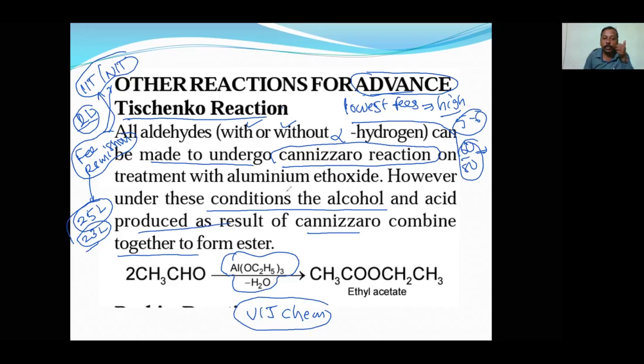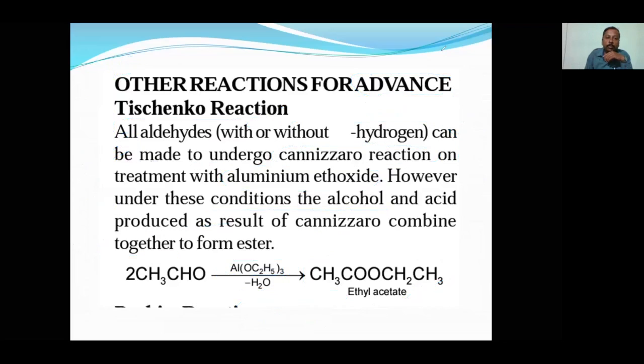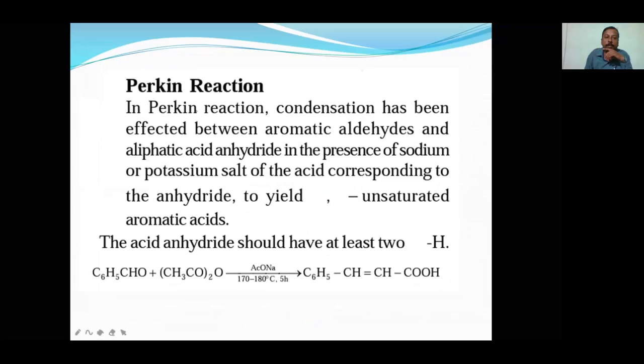They will give you the ester. The Tishchenko reaction is the formation of ester. Formation of what? Ester. The only difference is that there we used concentrated alkali, and here we are using aluminum ethoxide. So that is the Tishchenko reaction. Now I think it is clear to all of you. Now let's move on to the next advanced exam syllabus.